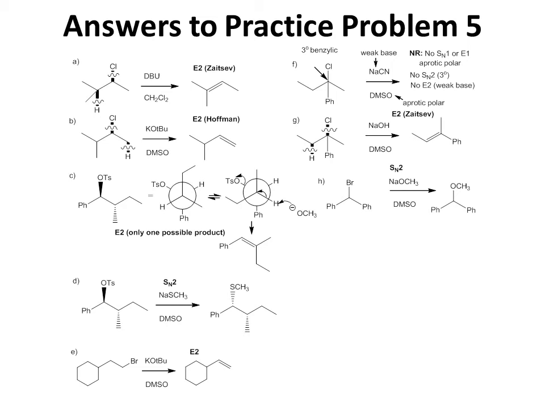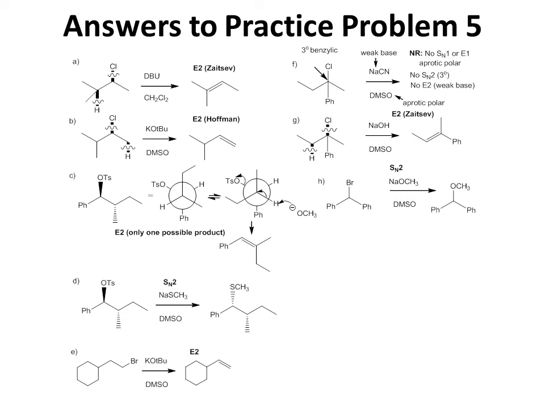In part G, we have the same compound with the tertiary alkyl chloride that's benzylic. Again, it's a polar aprotic solvent, but now sodium hydroxide is a strong base capable of performing an E2 reaction. There's a choice of E2 reactions that could occur, and the one that we pick is the one that's going to generate the most substituted alkene following Zaitsev's rule.